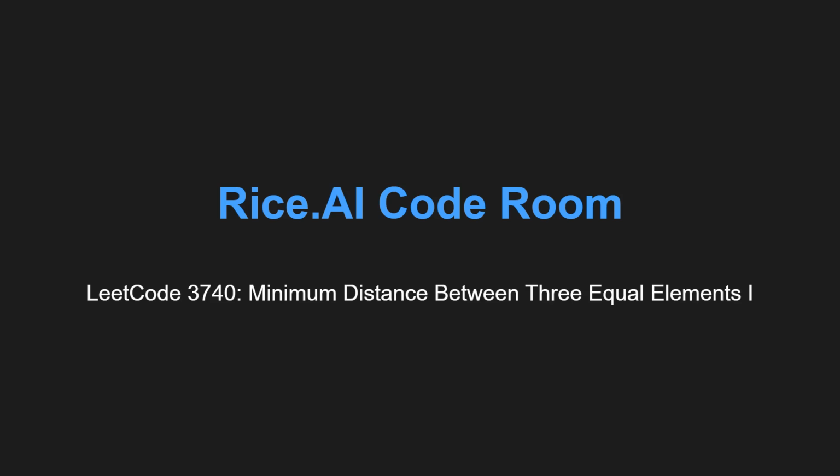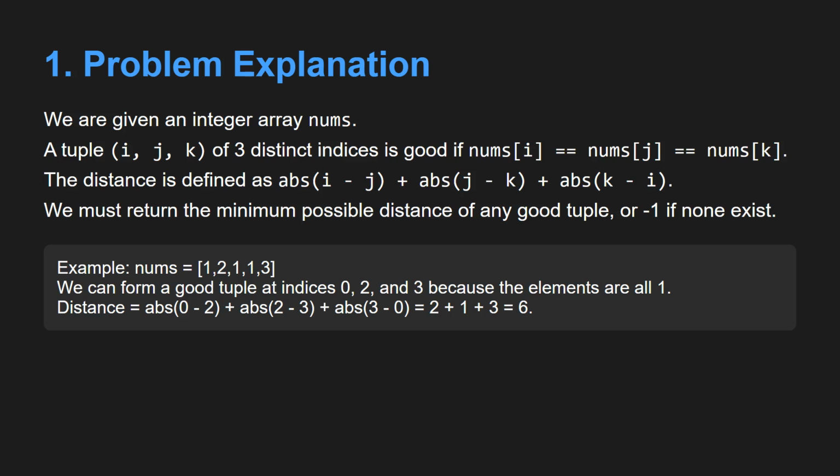Today we are tackling LeetCode 3740, minimum distance between three equal elements I. Let's begin by explicitly explaining the problem statement. We are given an array of integers, and we need to find three distinct indices that contain the same value. This is called a good tuple. The distance of this tuple is defined as the sum of the absolute differences between the three indices. Our goal is to find the minimum possible distance.